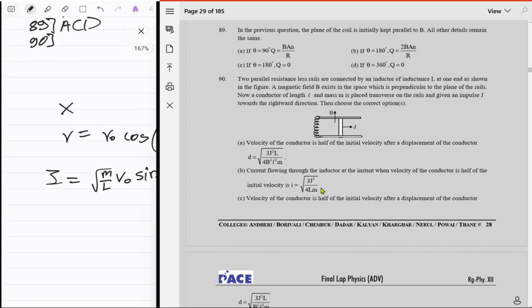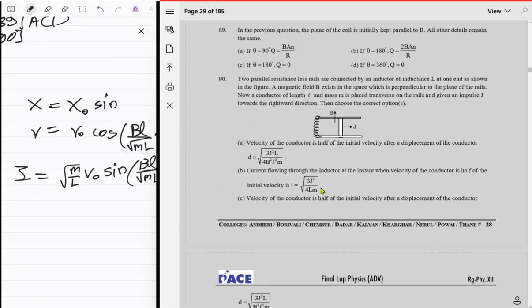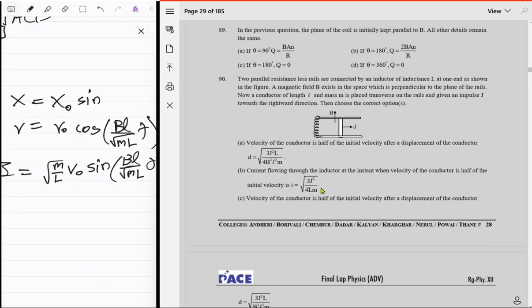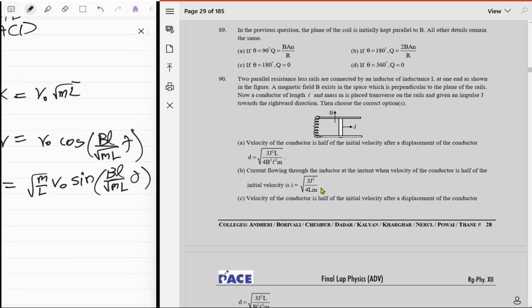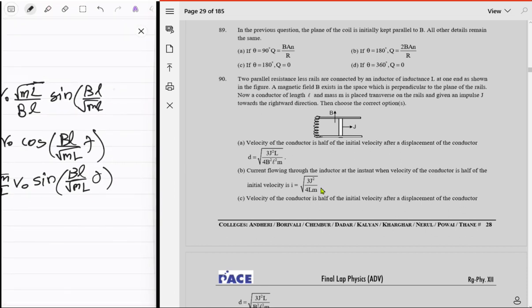So we have to find the displacement, that x is equal to x naught, and here sine will come in that case, right? And you know what x naught is, we just have v naught upon omega, so here it will be v naught square root of ml, inductance not that l, upon bl. That's the thing, right? Below, l came from d upon dt, that was the thing, I remember it. This is v naught upon omega, and sine will come, so sine bl upon square root of ml times t, whatever it is, that's our expression. What we need is the velocity of the conductor being half of the initial velocity after displacement of the conductor t equal to this.